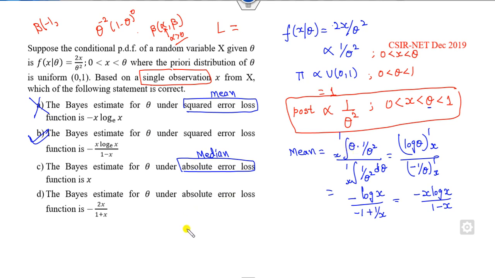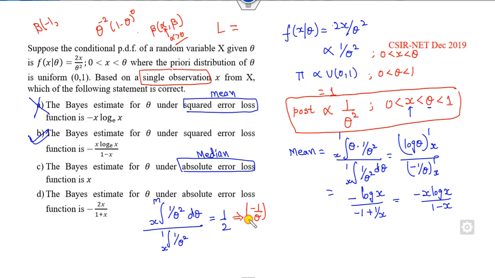Again, the same rule. Instead of multiplying by theta, we can simply take the lower limit as x and the upper limit as the median m, of 1 by theta. Because we have to talk about the median, the denominator is the complete range, that is x to 1. This must be equal to half for the median.